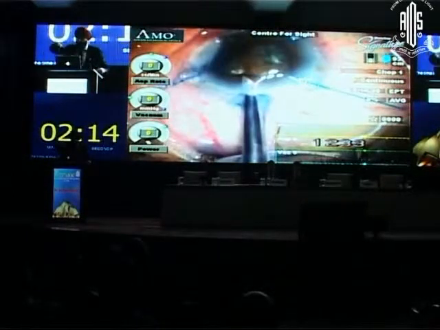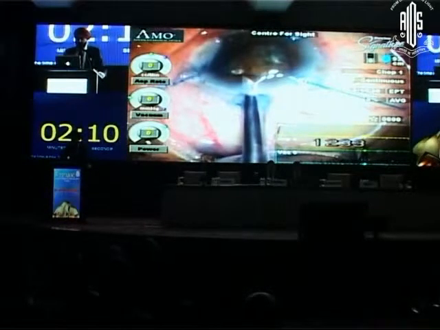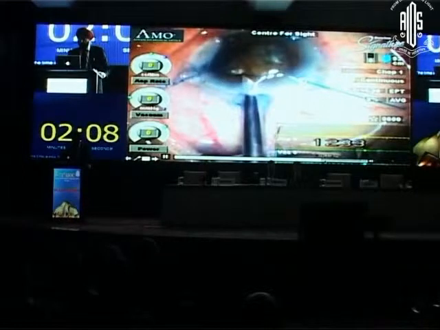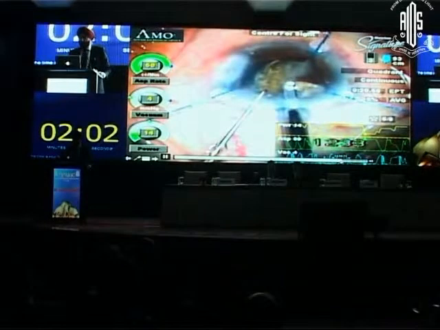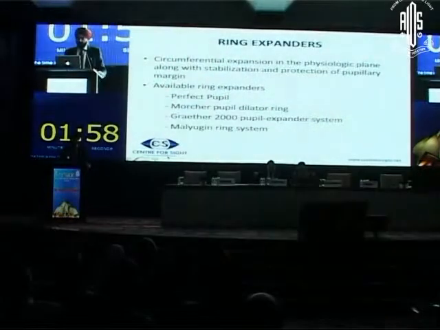So the bevel needs to be upside down and then go in and use the bevel properly. So this is what is required, and then you go ahead and do the phacoemulsification, and you are able to get through this procedure as safely as you can. Now let's go on to ring expanders.